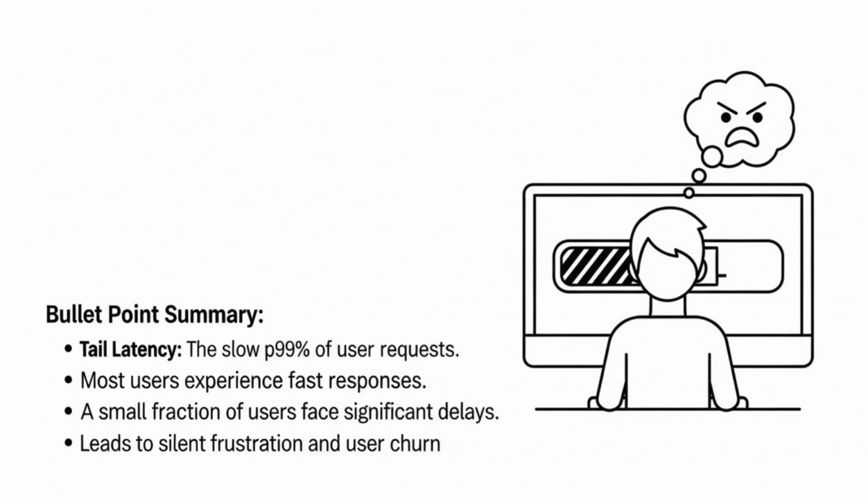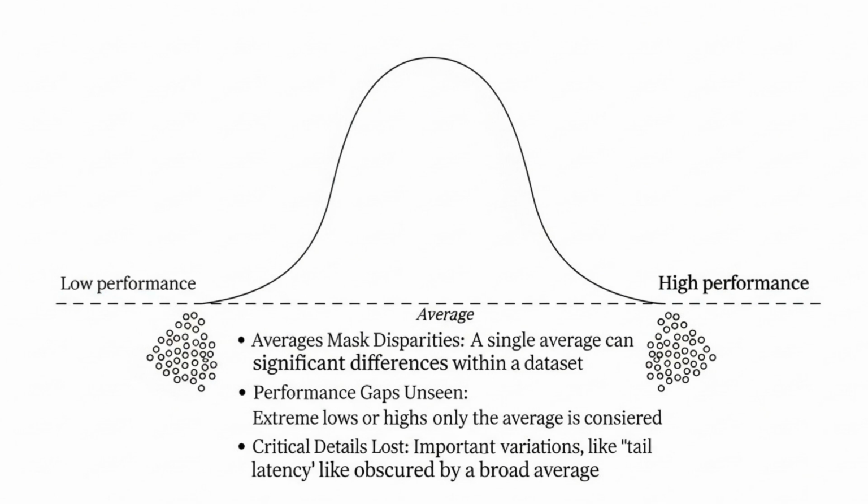Imagine a massive e-commerce platform. 99% of your users complete their checkout in a snappy 50 milliseconds. Fantastic! But 1% are stuck staring at a loading spinner for 5 full seconds. Your average might still look amazing, but that 1% represents thousands, even millions of frustrated customers. These are the users who abandon their carts, leave bad reviews, and never come back. This is why in high-stakes production environments, we absolutely do not trust averages.